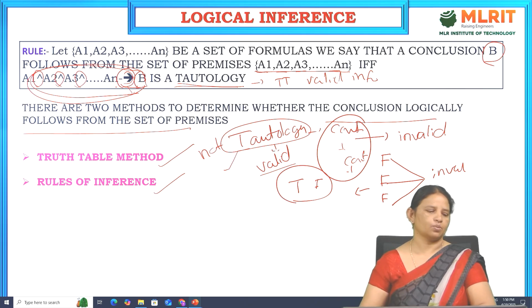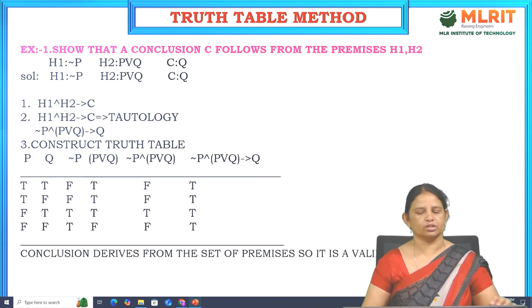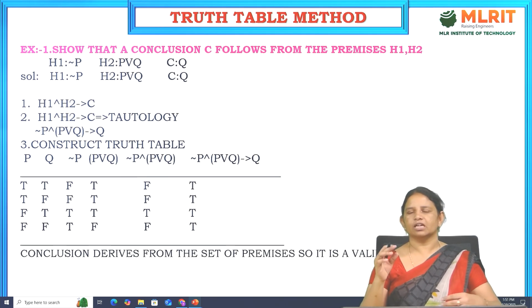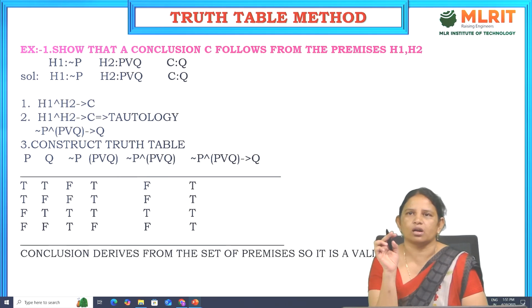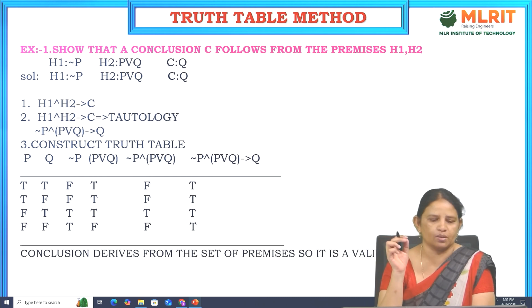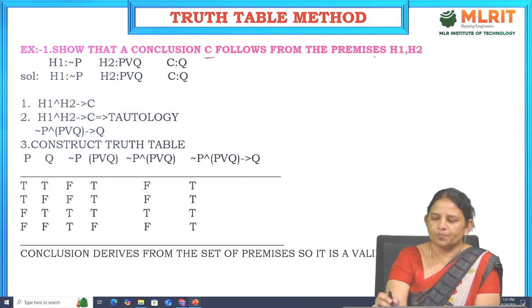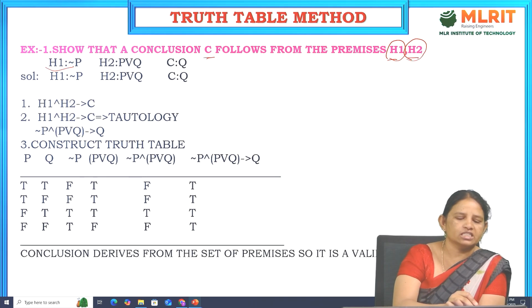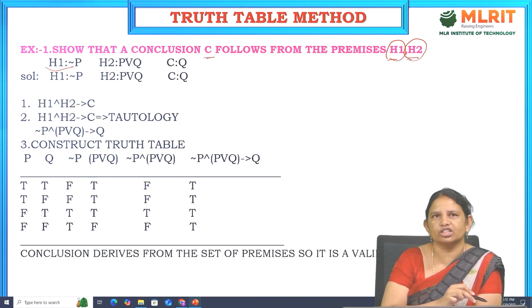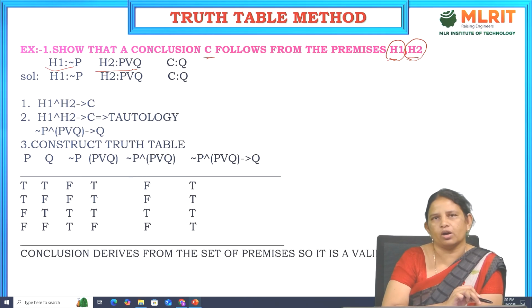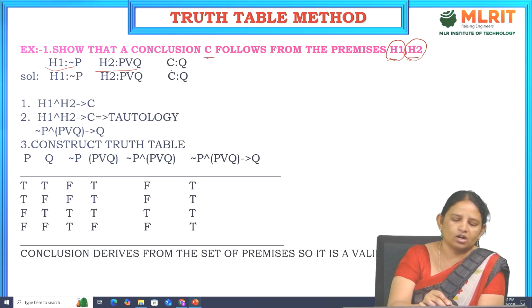Let us discuss the first method, that is the truth table method. What is the conclusion? What are the premises? Whether the conclusion is valid or not, we can understand by taking an example. Show that a conclusion C follows from the premises H1, H2. Here H1 is one premise, H2 is another premise. H1 consists of negation of P. The second premise is P or Q. The conclusion is Q.